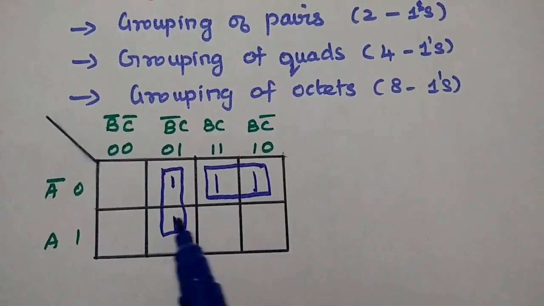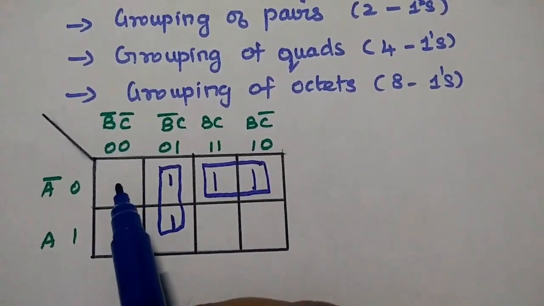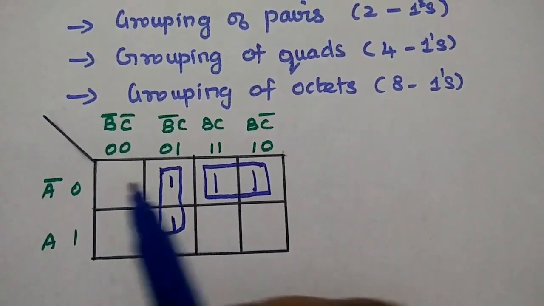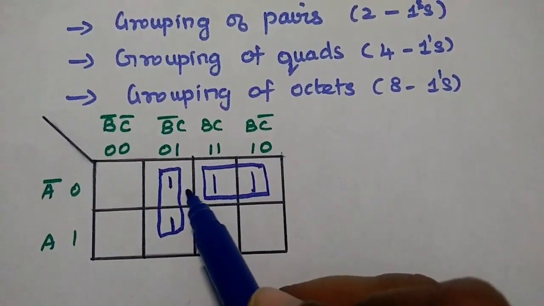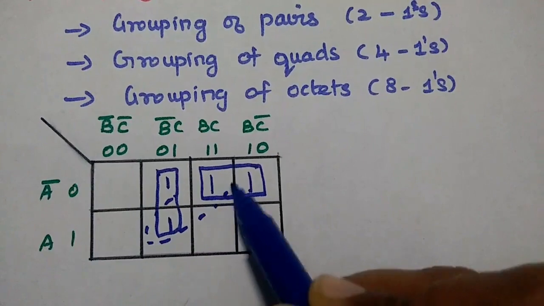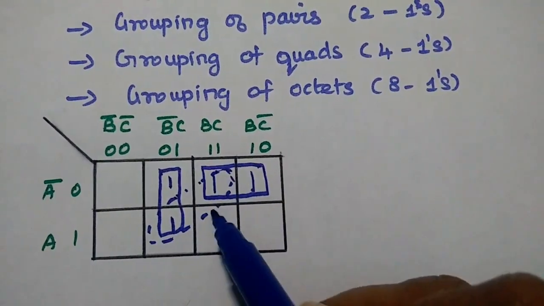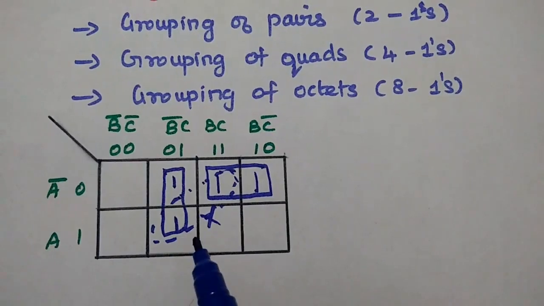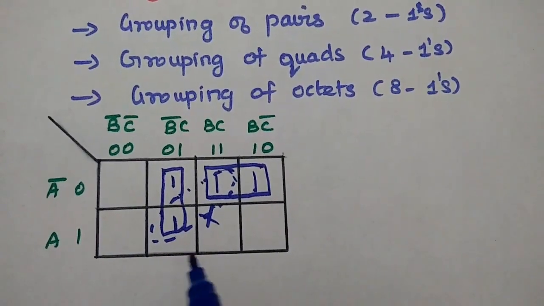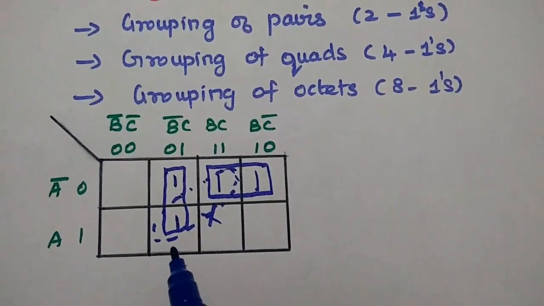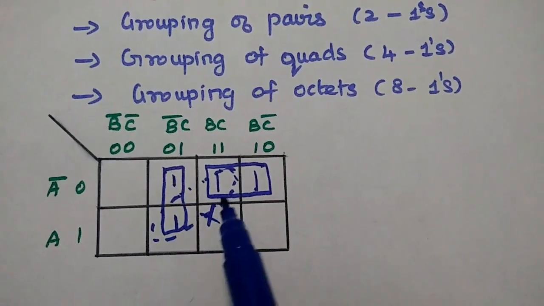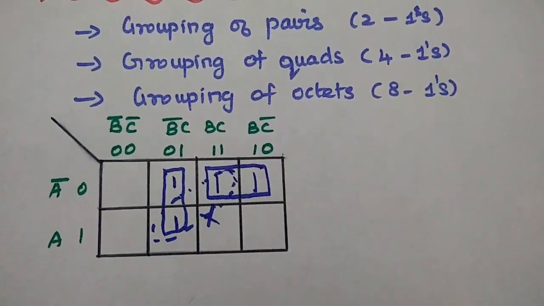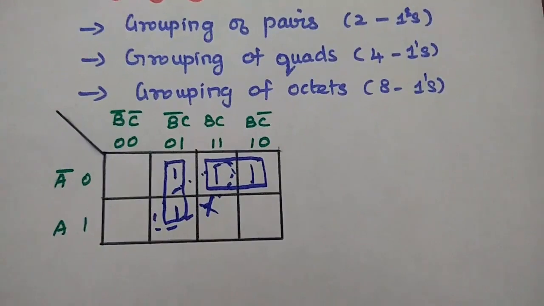So we should not group the ones like this. Diagonally we should not do. This is an illegal one. If I group these 2 like this, it is illegal. So diagonal grouping is not permitted in K-map. We can group only in vertical or horizontal order. That's very important.